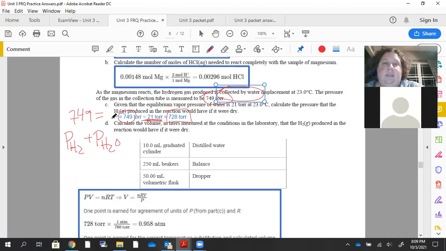So that's sort of the last thing that we've got that deals with pressure. That was a lot of stuff, but we hit a bunch of it.